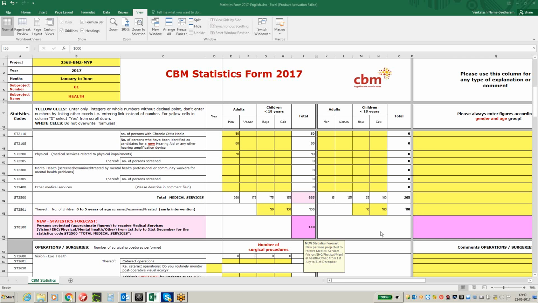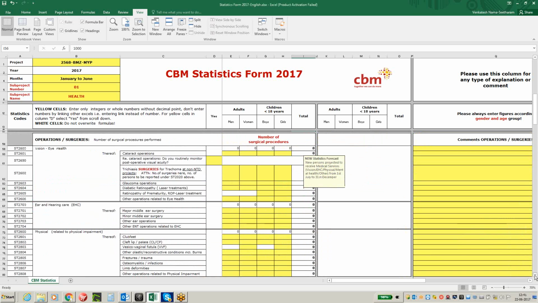If there are no more questions, we'll just move on to the next section. The next section would be operations or surgeries. Here you can see vision, eye health, which the partner cannot edit. This is with the formula. They can enter only the cells.